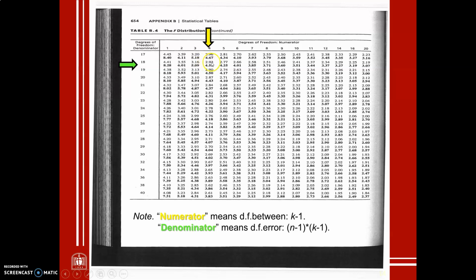So usually in tables, the light number is an alpha level of 0.05. The darker number is an alpha level of 0.01. So in this particular case, if we had 4 degrees of freedom in the numerator, 18 in the denominator, this here, 2.93, would be our critical value for an alpha level of 0.05. All right, or if we had a larger degrees of freedom in the denominator, we would drop down and look at a different F value, etc. So we're going to be looking at, again, numerator and denominator to figure out what's that cutoff value that tells us whether something is significant or not.